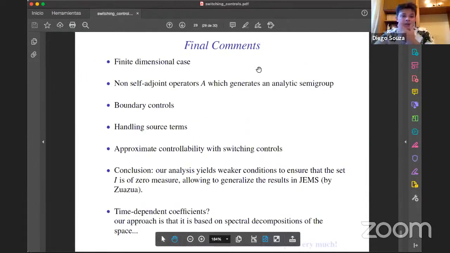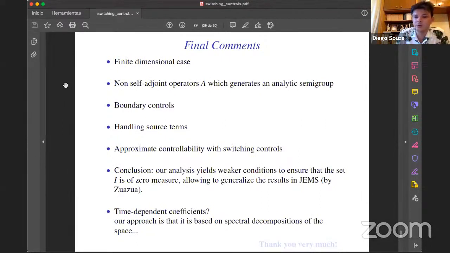And as a conclusion, I would just finish by saying that our result also covers the finite dimensional case, which generalizes the paper of Zuazua, because we do not assume any Kalman condition. Also, we treat the non-self-adjoint operator, which generates analytic semigroups. But we need to assume very strong spectral properties. And we also cover boundary control, source term, approximate controllability with switching controls.